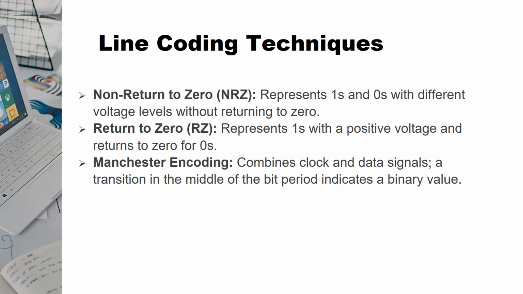There's what we call line coding techniques. I have 3: non-return to 0, return to 0, and Manchester encoding. When you're talking of non-return to 0, the word itself says non-return to 0. So in non-return to 0, ones and zeros are represented by different voltage levels. This method is very simple, but can lead to synchronization issues, right?